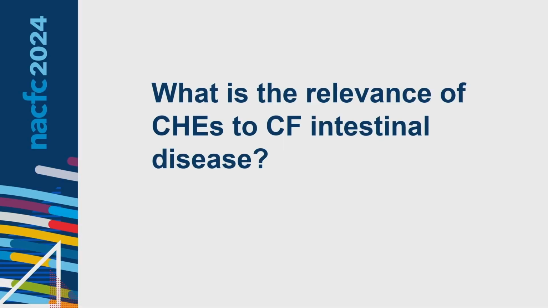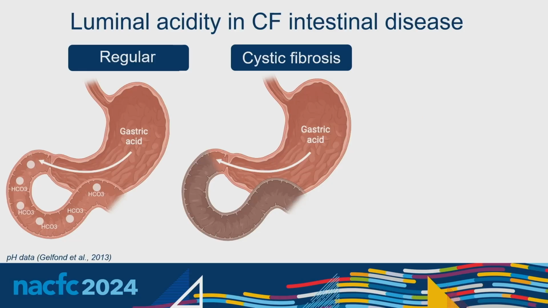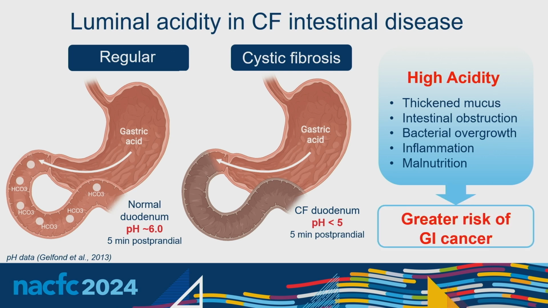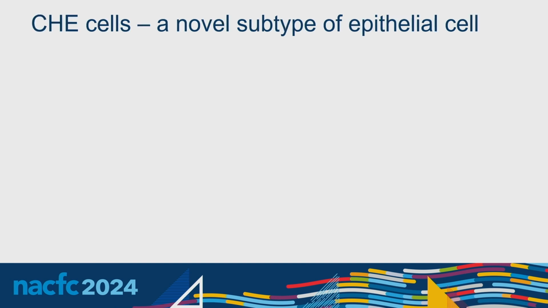So what is the relevance of these cells to CF intestinal disease? Little is known, but what we do know is that the CF intestine is more acidic than normal, and the pH runs around 5. And the high acidity in the CF intestine contributes to the thickened mucus, the obstruction, the overgrowth, inflammation, malnutrition, and a higher risk for cancer. And the pathogenicity of all of this is not completely understood.